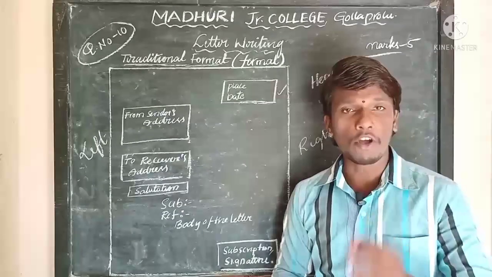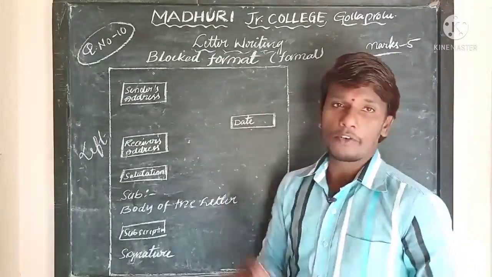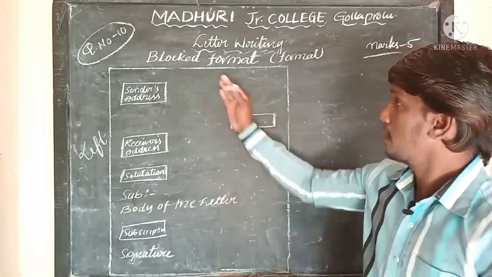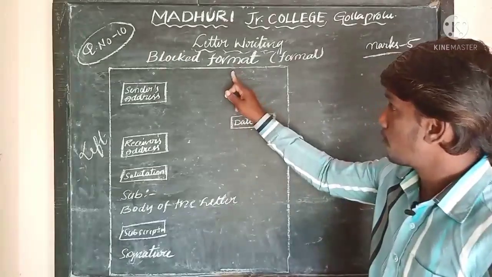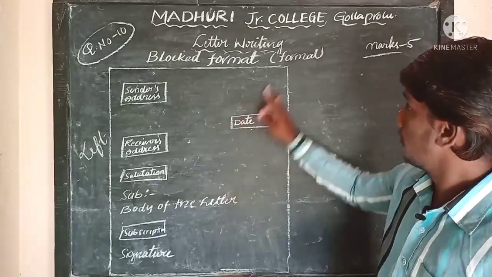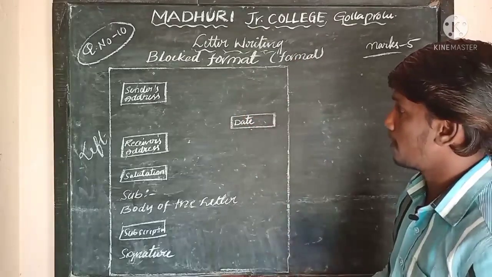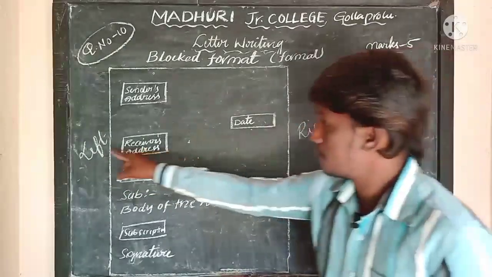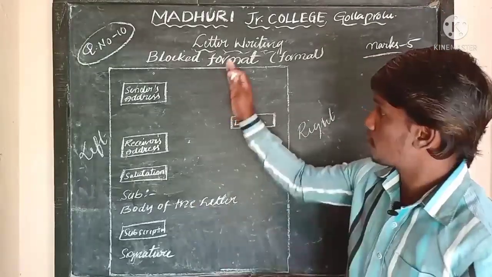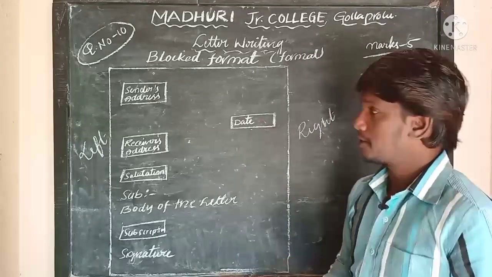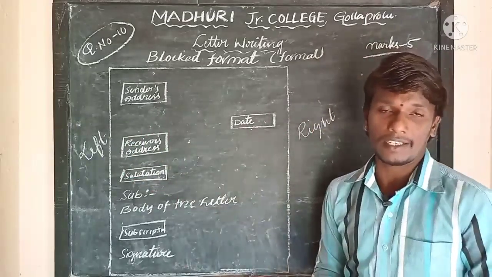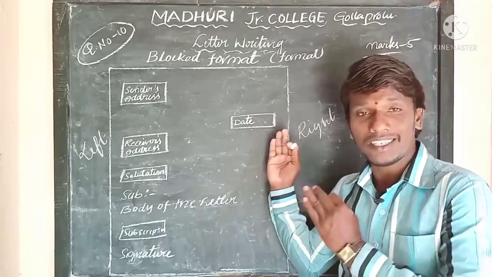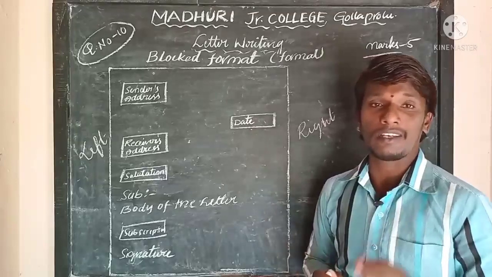Now let us talk about the blocked format. We discussed how the traditional format would be. Now coming to the blocked format, this is the second format. So how is a formal letter written in the blocked format? Here this is a left margin and this one is the right margin, and the bottom and top. In the blocked format, everything is written from the left margin directly, except the date. The date is written towards the right margin. This is the only difference that you find in the blocked format.